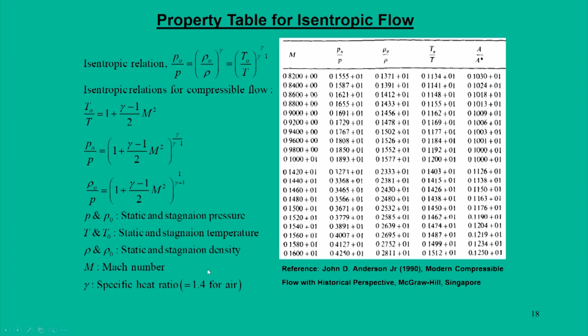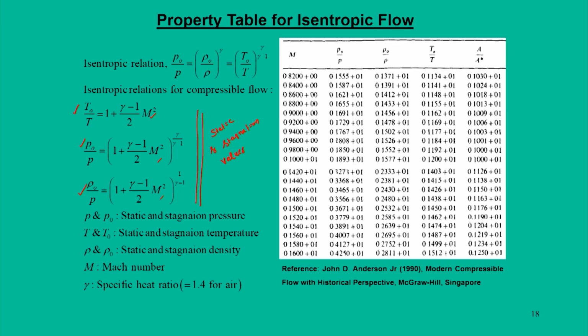The last part of our discussion in this lecture is to introduce the property table for isentropic flow. In our previous discussions, the basic thermodynamic equation starts with isentropic relations. From these isentropic relations, we defined 3 fundamental isentropic relations between static and stagnation values, for pressure, temperature and density in terms of Mach number.